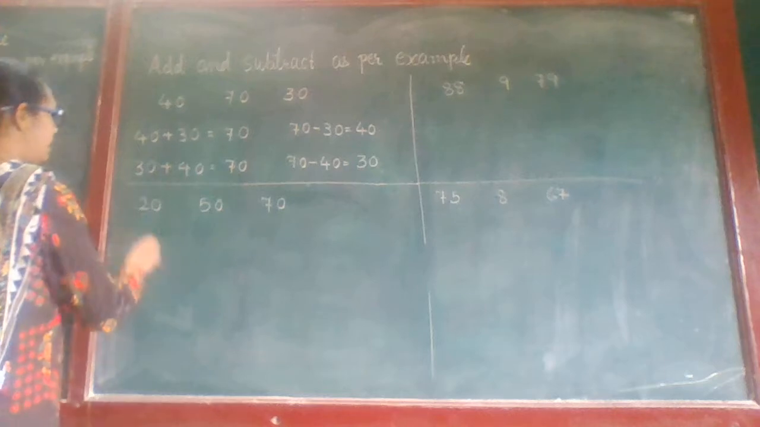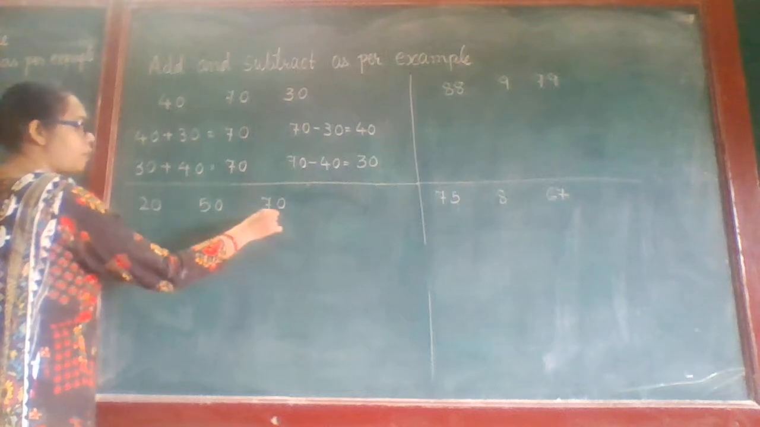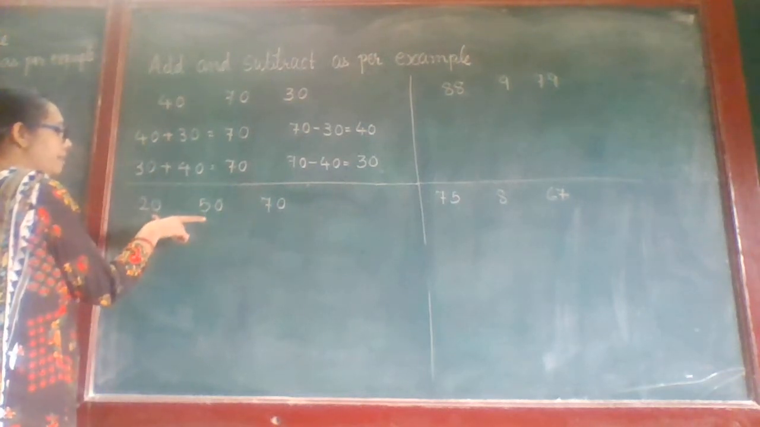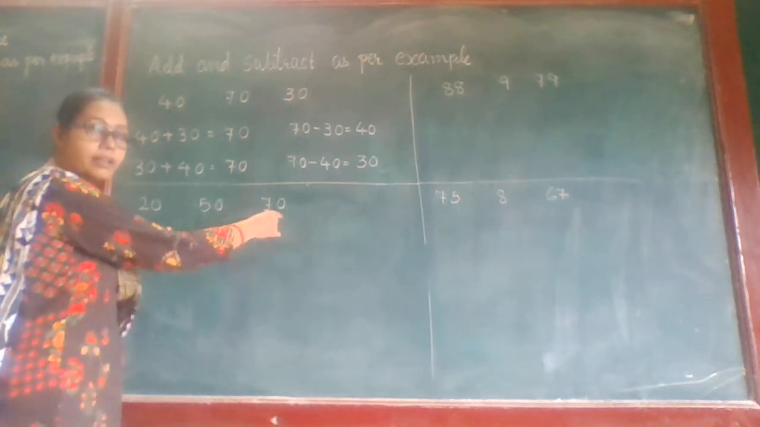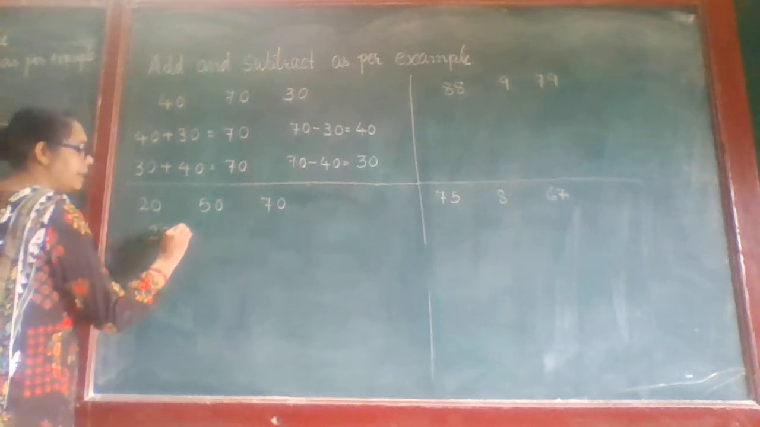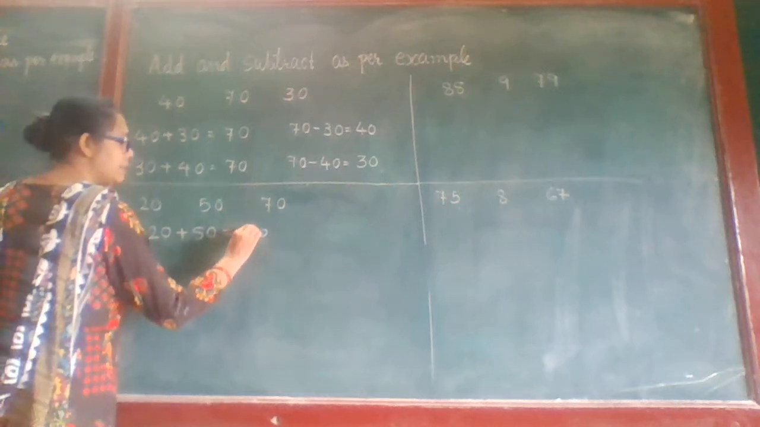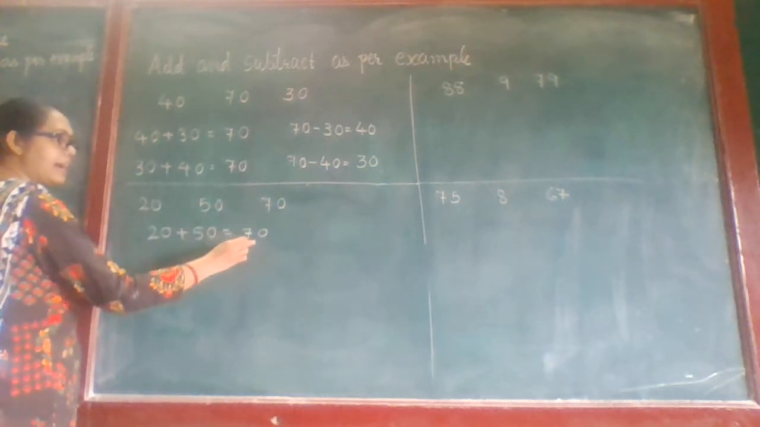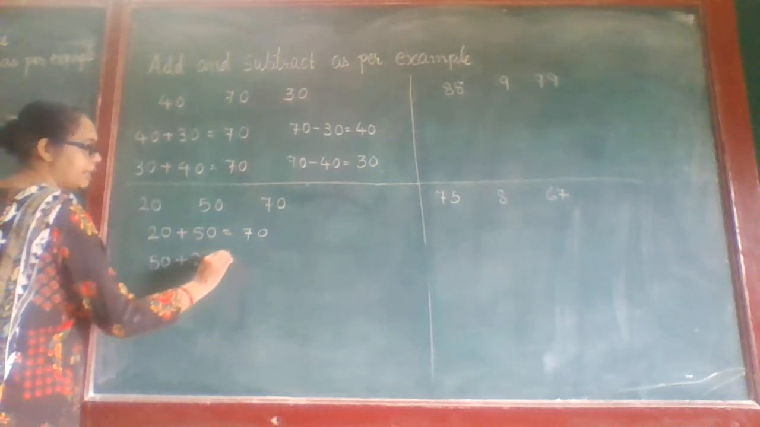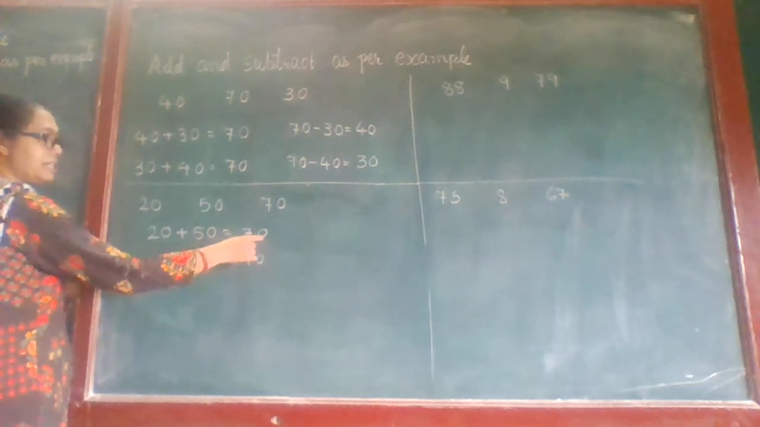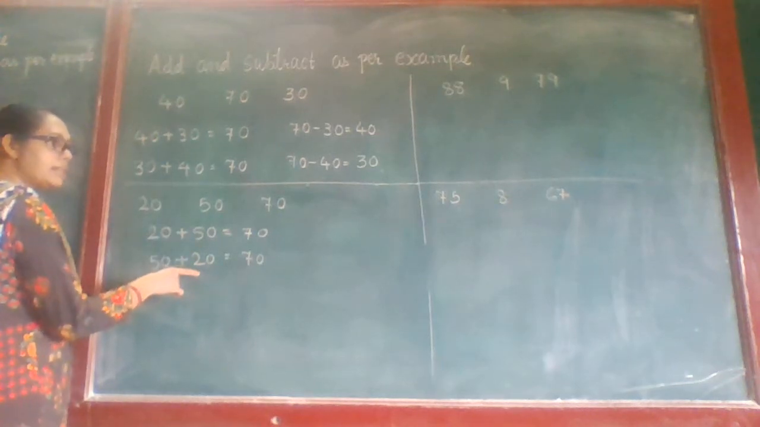Now we see another example: 20, 50 and 70. 20 and 50 are smaller than 70. So when we add two smaller numbers, we get the bigger number as the answer. See, 20 plus 50: 0 plus 0 is 0, and 2 plus 5 is 7. Okay, 20 plus 50 we get 70. Now I change the order of the numbers. 50 plus 20 we get 70. Means 70 is the addition of 20 plus 50 or 50 plus 20.